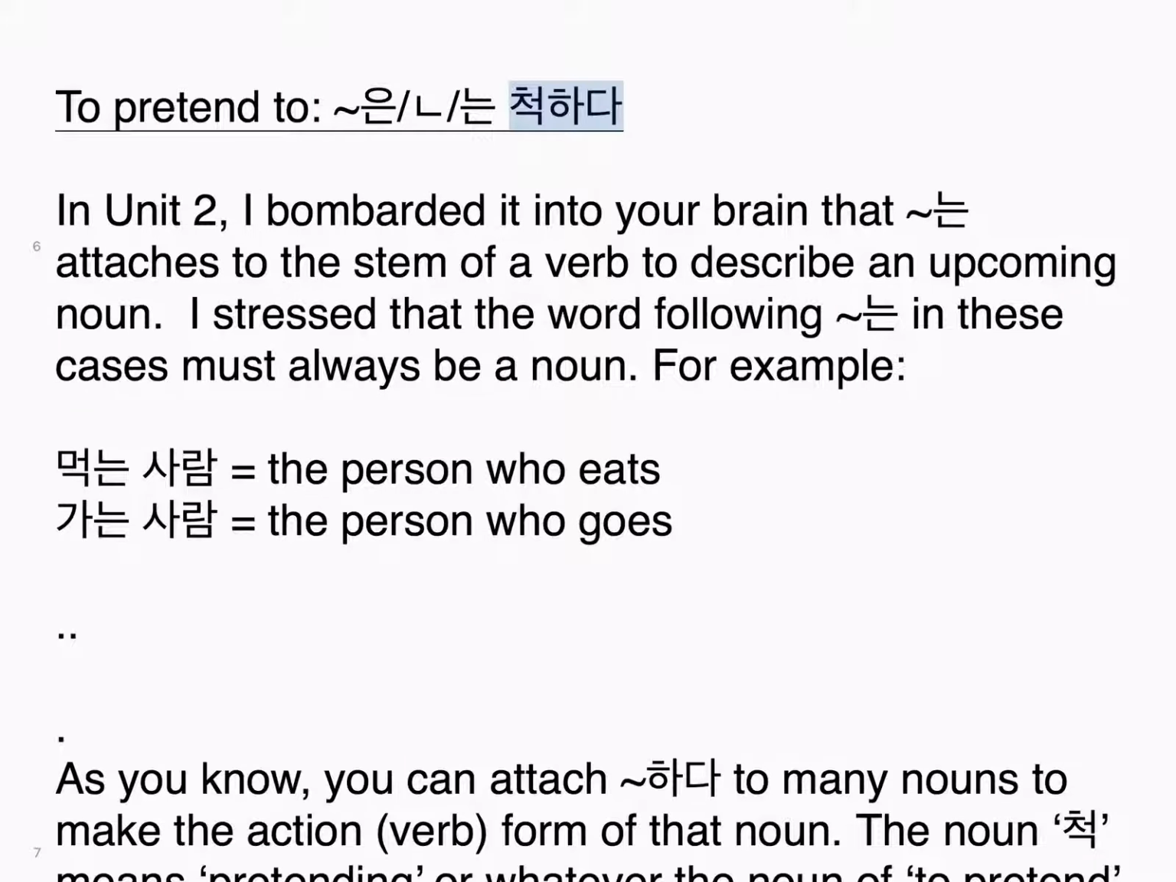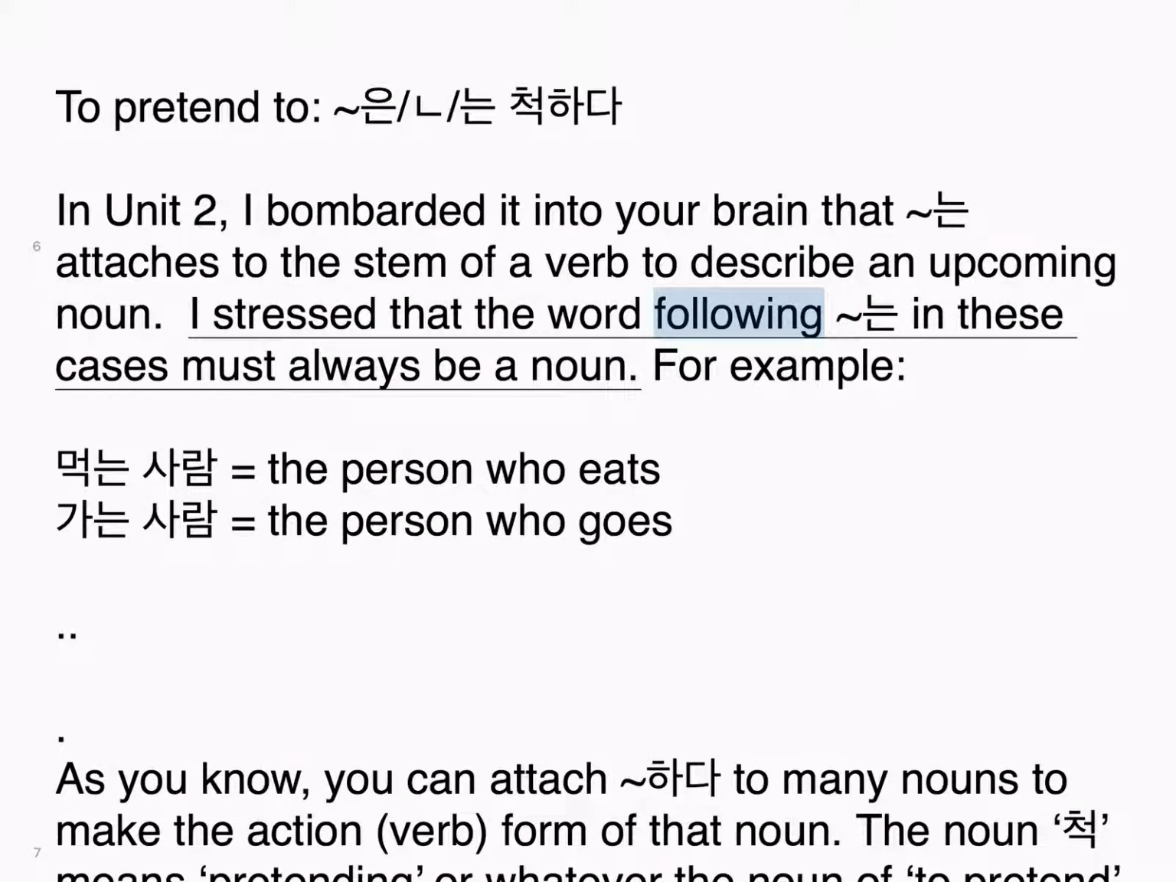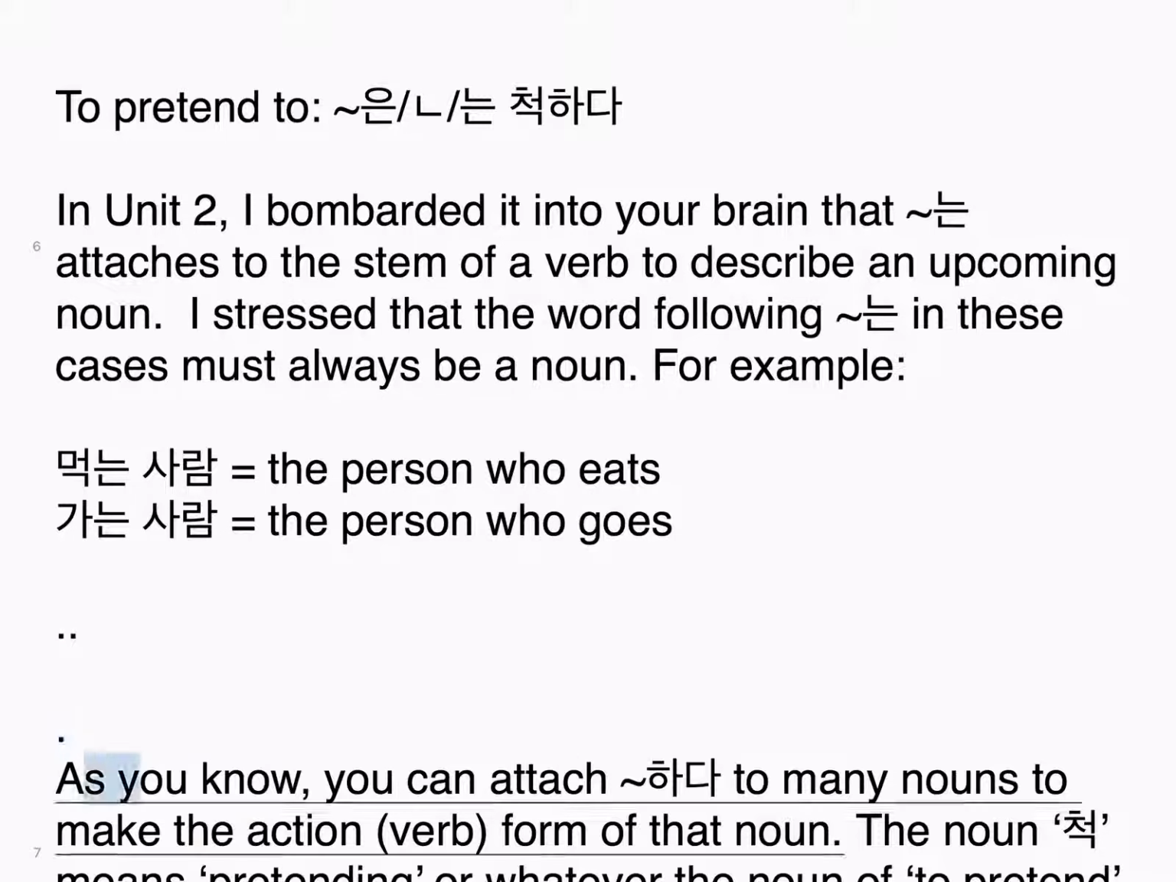는 척하다. In Unit 2, I bombarded it into your brain that 는 attaches to the stem of a verb to describe an upcoming noun. I stress that the word following 는 in these cases must always be a noun. For example, 먹는 사람, the person who eats, 가는 사람, the person who goes, full stop. As you know, you can attach 하다 to many nouns to make the action verb form of the noun.